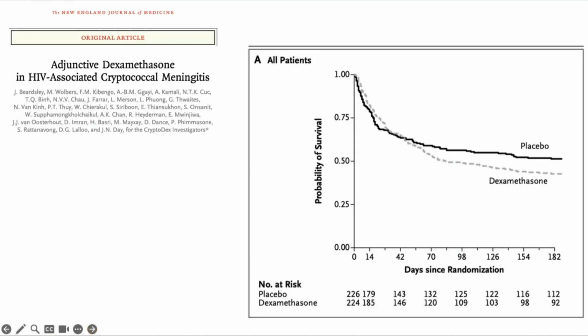There have also been randomized controlled trials in the New England Journal for adjunctive dexamethasone in HIV-associated cryptococcal meningitis, and people actually did worse with dexamethasone, and so survival was lower. And so we do not routinely give steroids for cryptococcal meningitis.